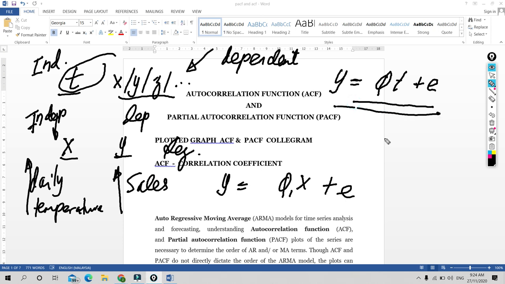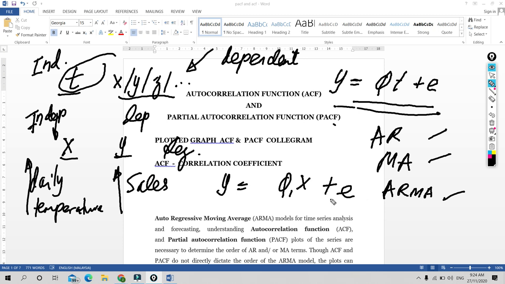We have several models. For example, we have AR model, MA model, ARMA model, kemudian we have SARIMA. The famous ones in our syllabus we learn about are the AR model, MA model dengan ARMA model. So AR model, walaupun kita ada time here as an independent, tetapi AR model dia tak gunakan time sebagai independent. Dia menggunakan data previous dia sebagai independent.